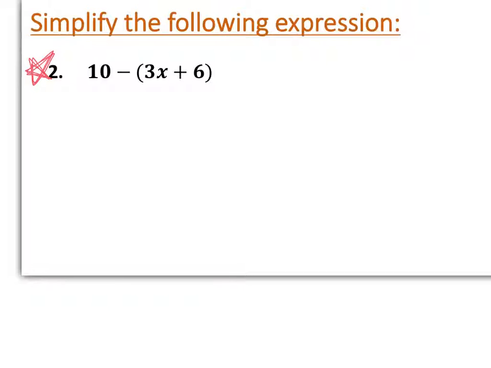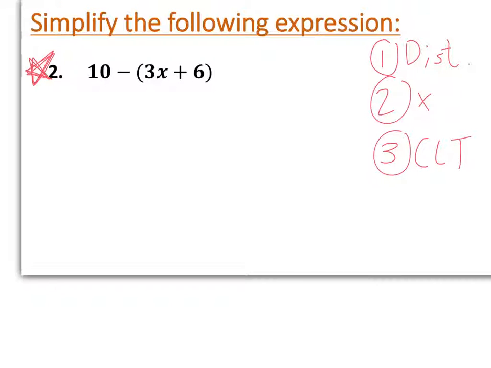So if you remember, step 1 is we're distributing. Step 2 is when we multiply. Step 3 is when we combine our like terms. So let's do step 1. We're distributing. A lot of people want to distribute that 10. That's incorrect. There's secretly a -1 right in front of that parentheses. I'm really distributing the negative sign inside my parentheses.